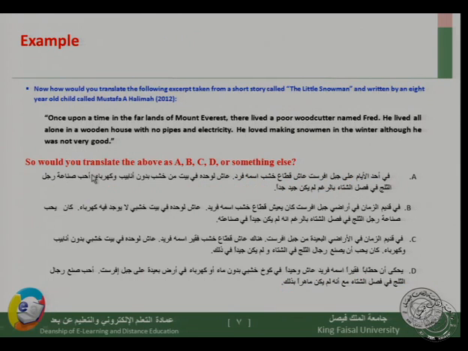Now look at this. I have taken a little excerpt from the short story, as I said, written by an 8-year-old child called Mustafa Ahmad Halima, in 2012.